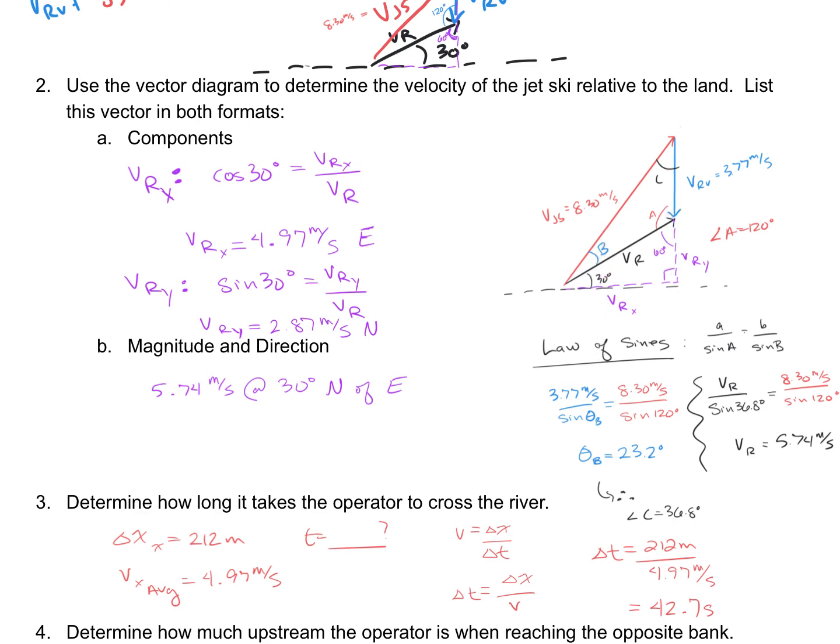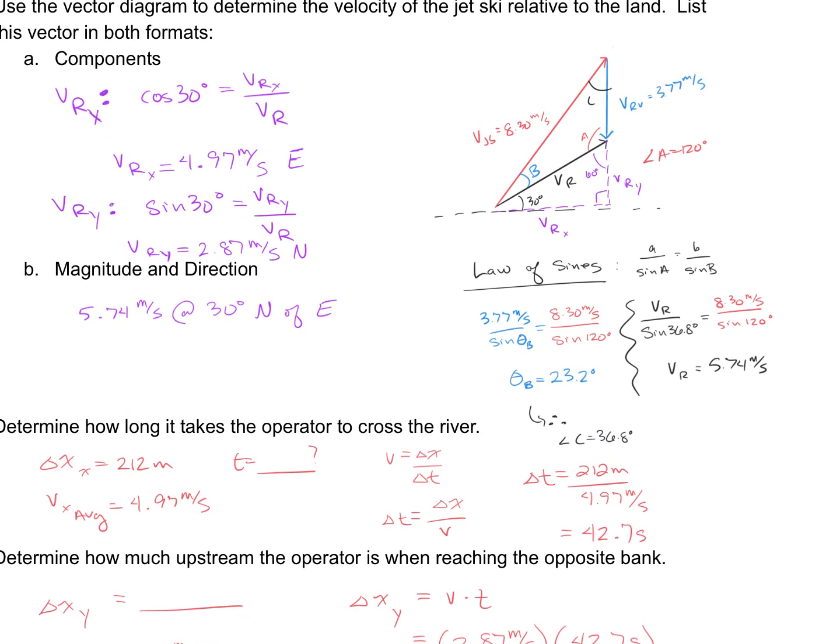The next step is one that maybe you would have needed to remember from a previous math class, where you can use the law of sines, where the opposite side over the sine of that angle is equal to a different side over the sine of that angle. So in this case up here, 8.3 over the sine of A is equal to 3.77 over the sine of B. So that's what I used down here to solve for this unknown angle.